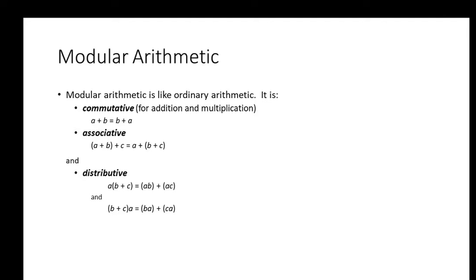A plus B equals B plus A. It is associative: A plus B plus C equals A plus B plus C. And it is distributive: A into B plus C equals AB plus AC, and B plus C into A equals BA plus CA.